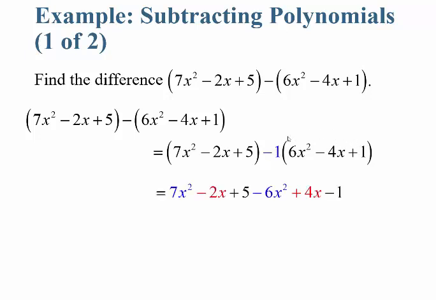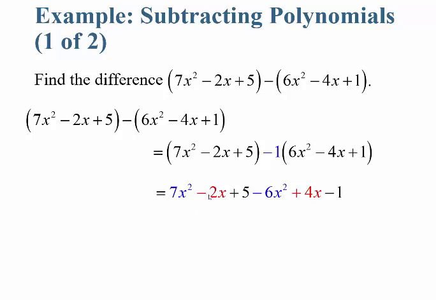So when I do that, watch what happens. Minus 1 times 6x squared gets me minus 6x squared. Minus 1 times minus 4x, negative negative gets me positive 4x, and minus 1 times positive 1 gets me minus 1.